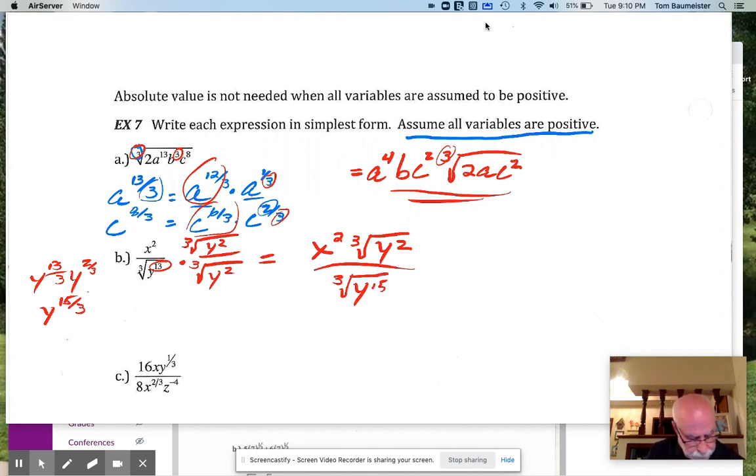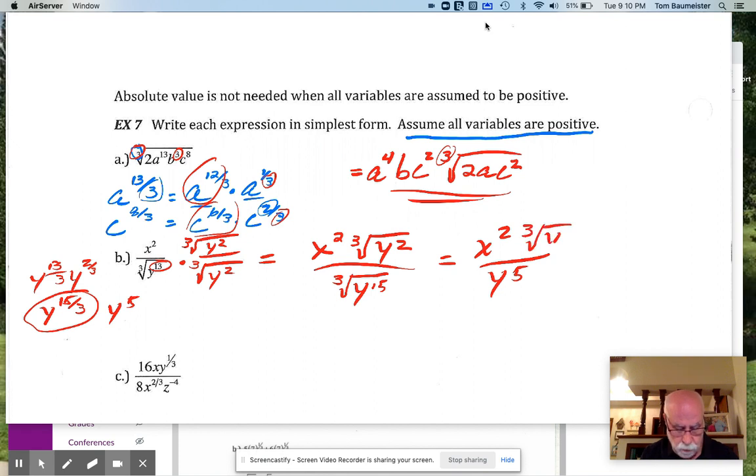So like I just said right here, what does that make? What's 15 divided by 3? That's going to be y to the 5th, right? So on the bottom, you're going to have y to the 5th. You got rid of the radical. Good job. And on the top, we're going to have x squared times the cubed root of y squared. And that is that one right there.